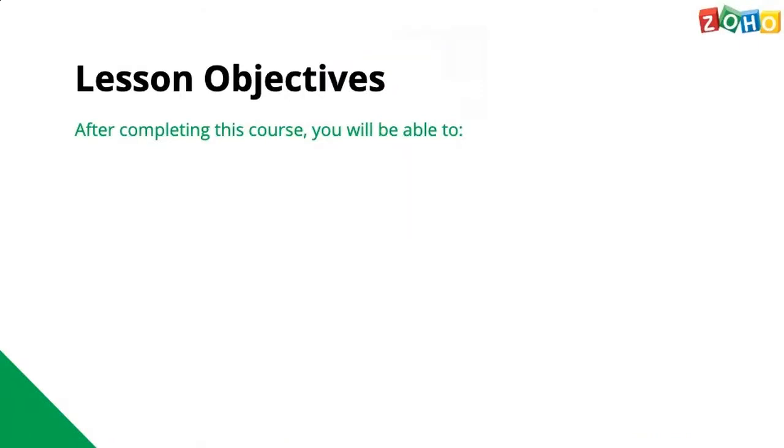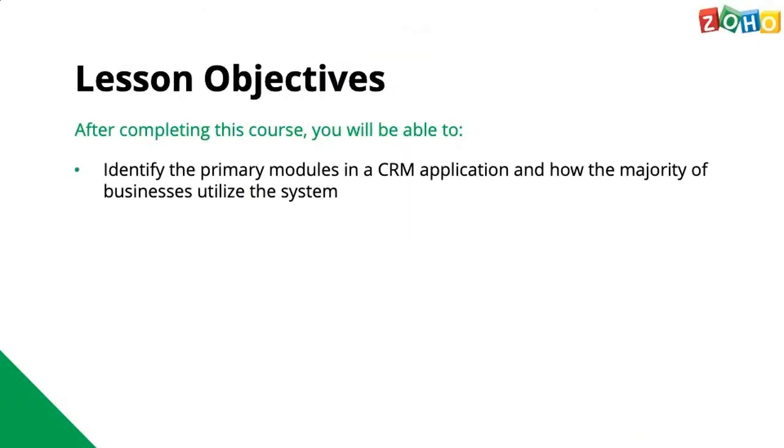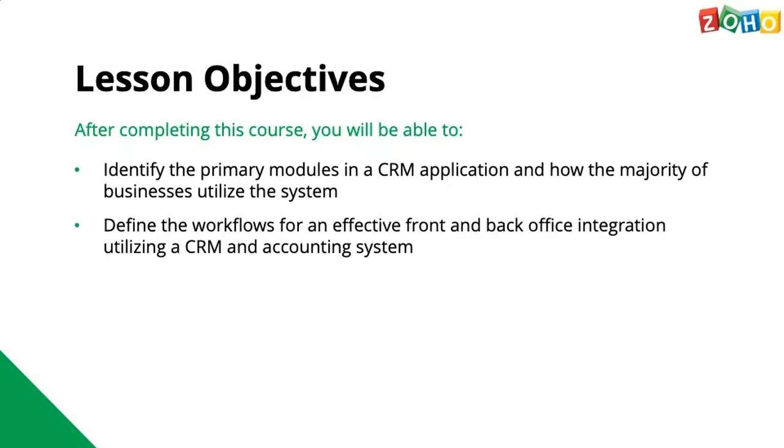So moving on to today's session. The learning objectives for today's session are really simple. We want to identify the primary modules in a CRM application and how the majority of businesses utilize the system. We realized that the majority of folks in this session came here through our Zoho Finance Suite. You're probably wondering, okay, how can I actually use Zoho Books along with Zoho CRM? How do I use the Zoho Finance tools along with the other sales tools? So that's what we're going to focus on: what are those modules that you need to worry about in CRM, and how do you actually use them?